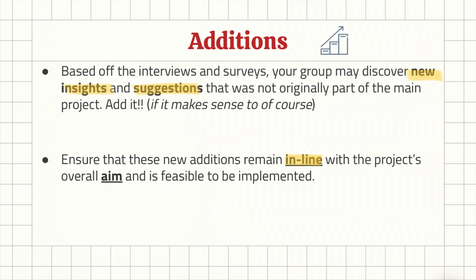Right, so ensure that all of these new additions remain in line with the project's overall aim and is feasible to be implemented as well. So make sure it's not something too extreme, because sometimes when you survey certain people, they may provide certain more extreme additions, right? You don't want to introduce those because it may not actually add up to ensuring that your project is still feasible in implementation.